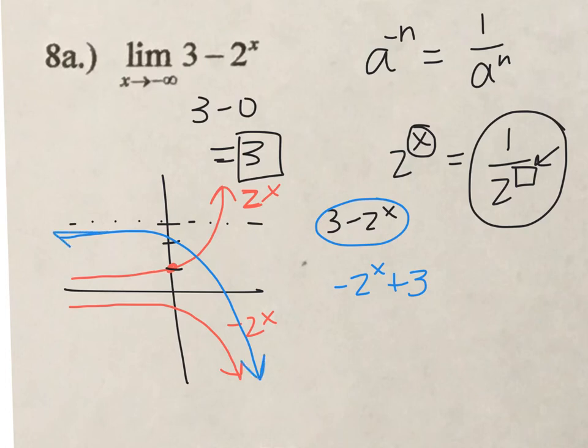So now we can see that as x is approaching negative infinity, this blue graph is getting closer and closer and closer to positive 3, which just confirms the analytical work that we did right here.